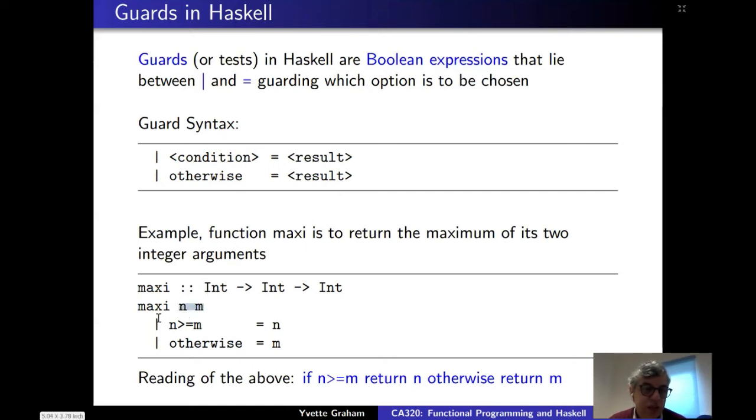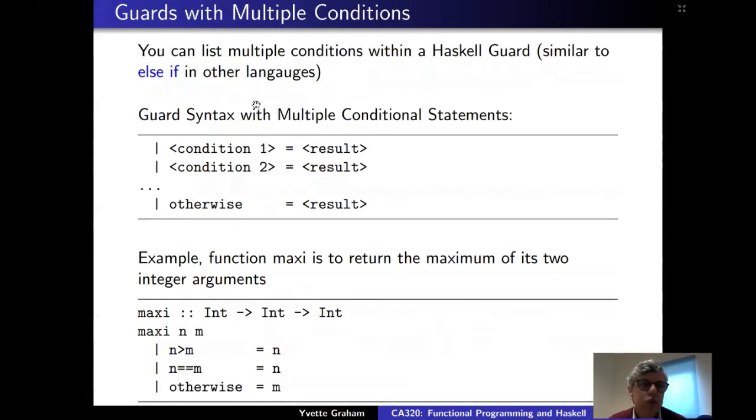You say input, and then this vertical line, the output would be n if n is greater than or equal m. Otherwise, it would be m. Okay. Reading of it: if n is greater than or equal m, then return n, otherwise return m. Okay, so it could be even multiple of that. It could be condition 1, condition 2, and so on, and then the last one would be otherwise, which is very similar to else if, and the last one, you know, that's a default one kind of.